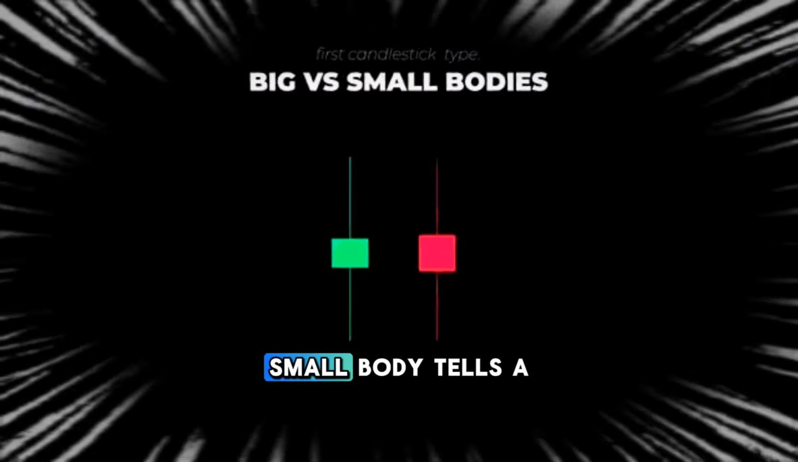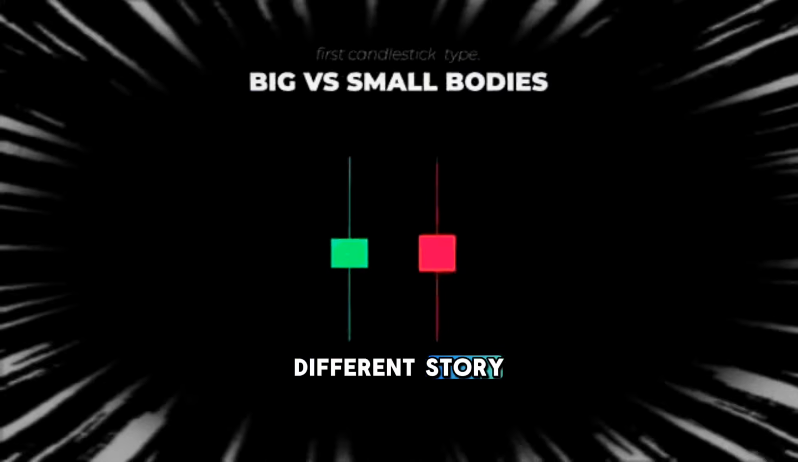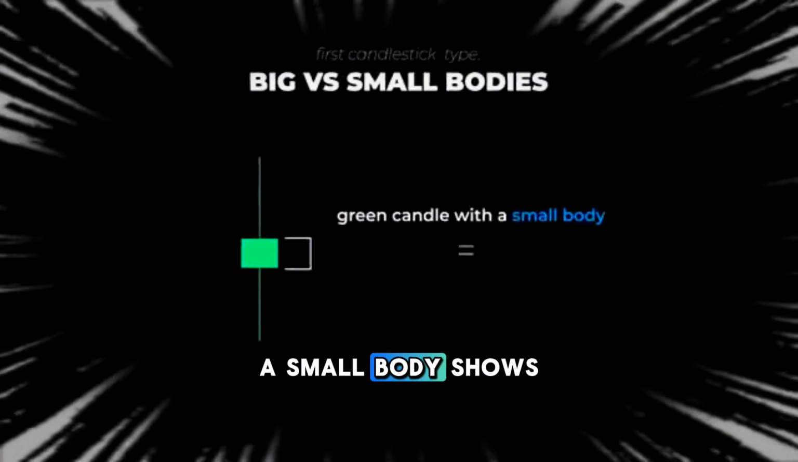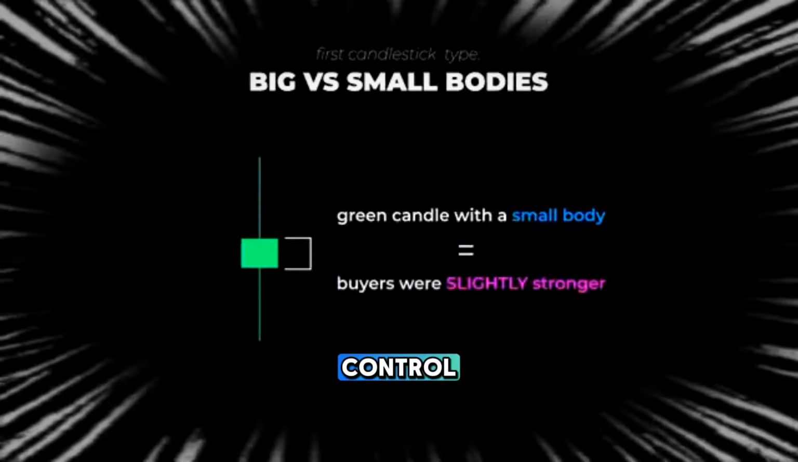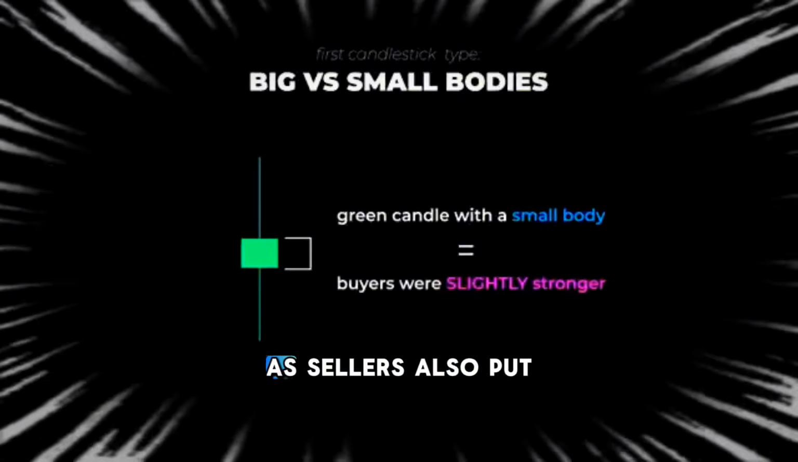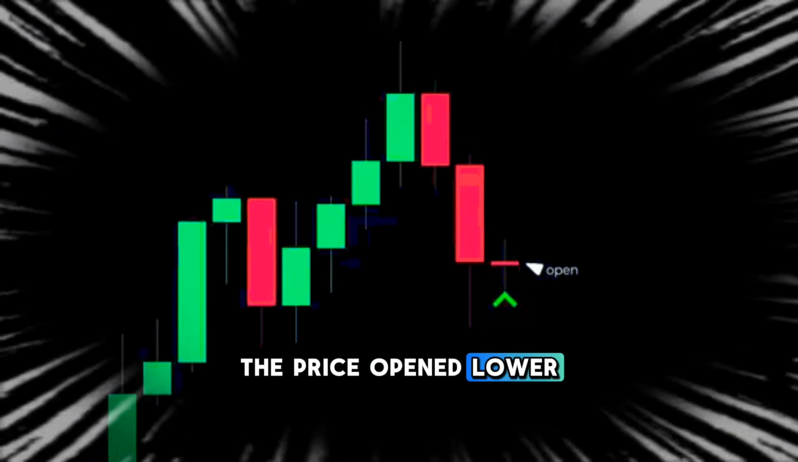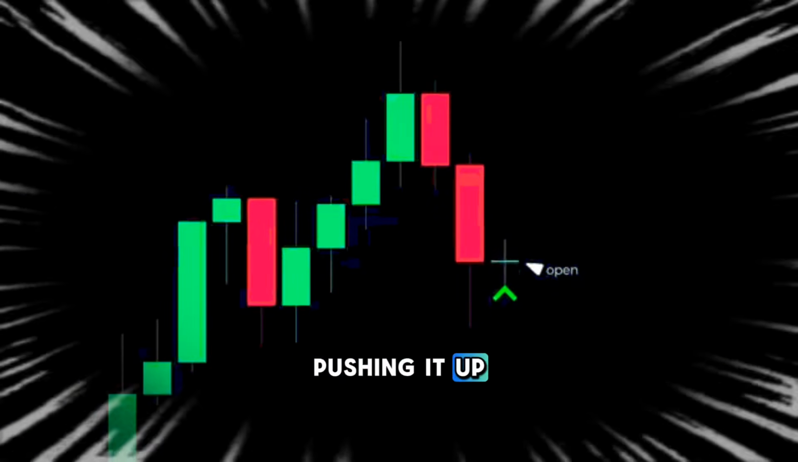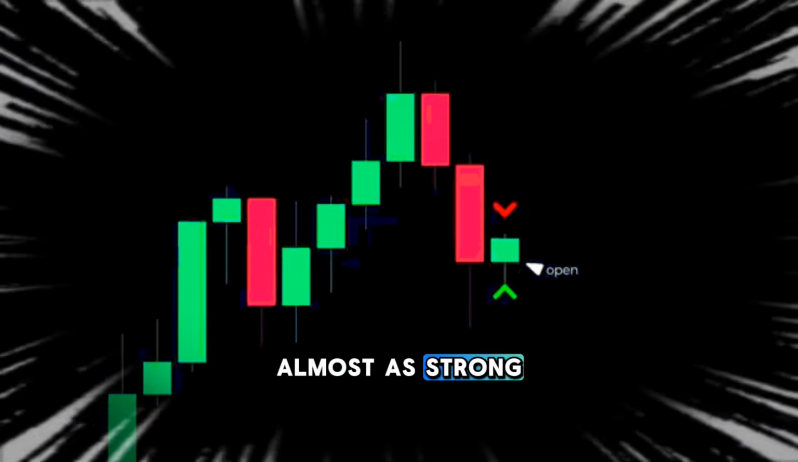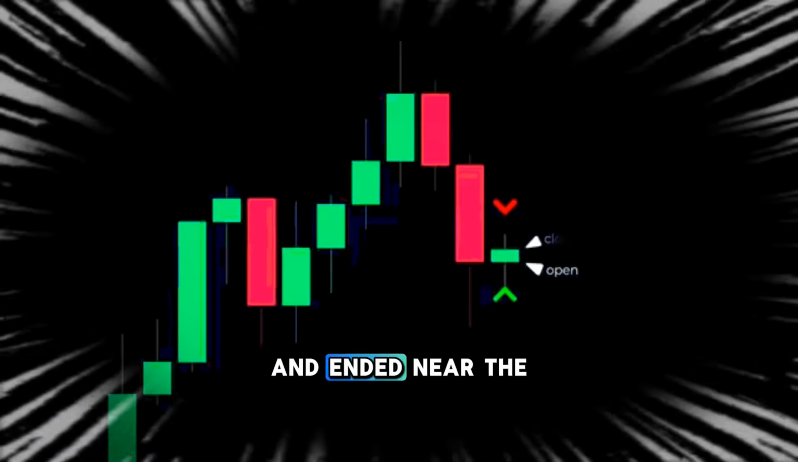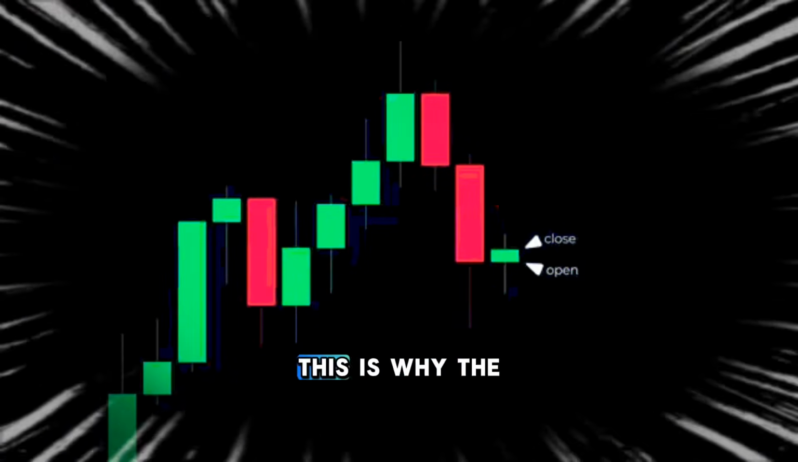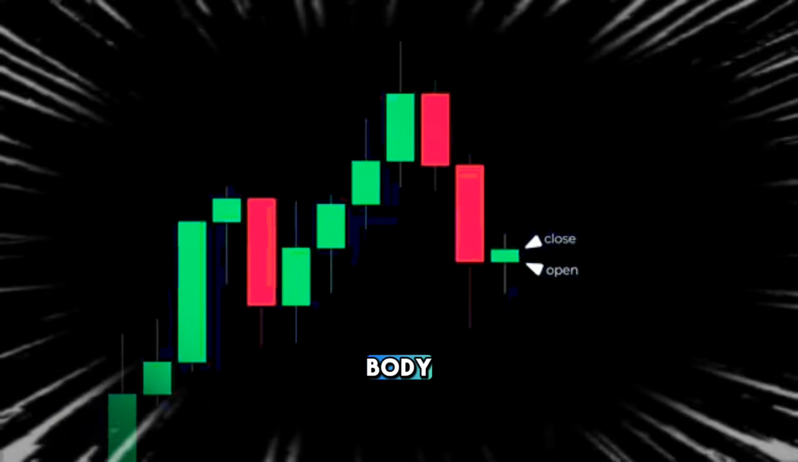A candle with a small body tells a different story. A green candle with a small body shows that although buyers were in control, they weren't very dominant, as sellers also put up a lot of resistance. The price opened lower, and buyers tried to push it up. But since sellers were almost as strong, the price didn't move much and ended near the opening price. This is why the candle has a small body.